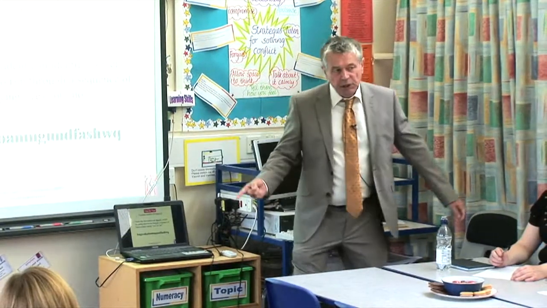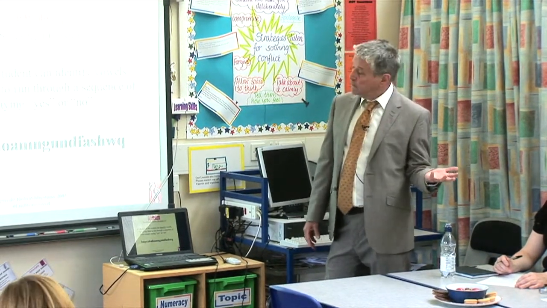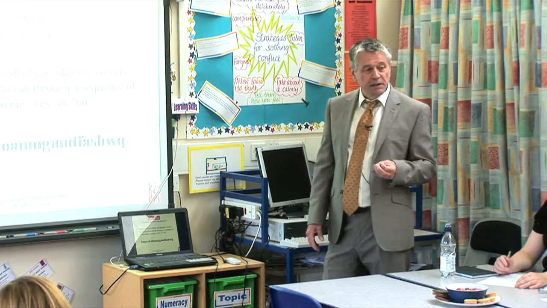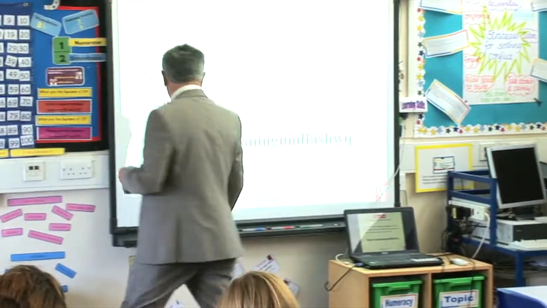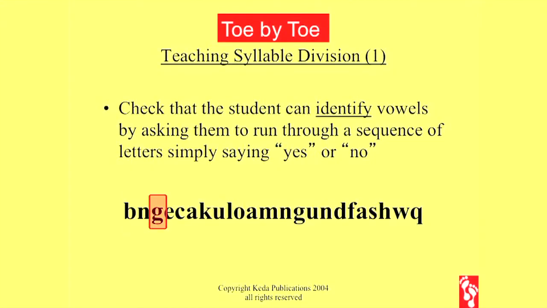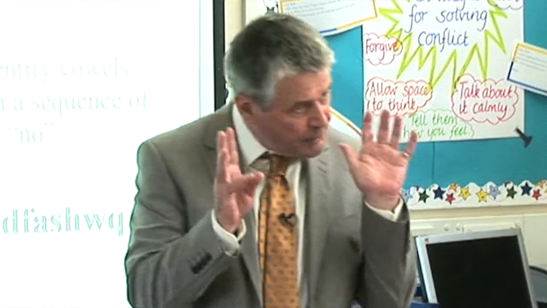The first thing that we do is we check that your student can recognize a vowel, that they know what a vowel looks like. So all they have to do is to say yes if it's a vowel, no if it's not. So no, no, no, yes, no, yes, and so on. Dead easy. Even severely dyslexic children seldom have a problem with that, but we have to be sure.